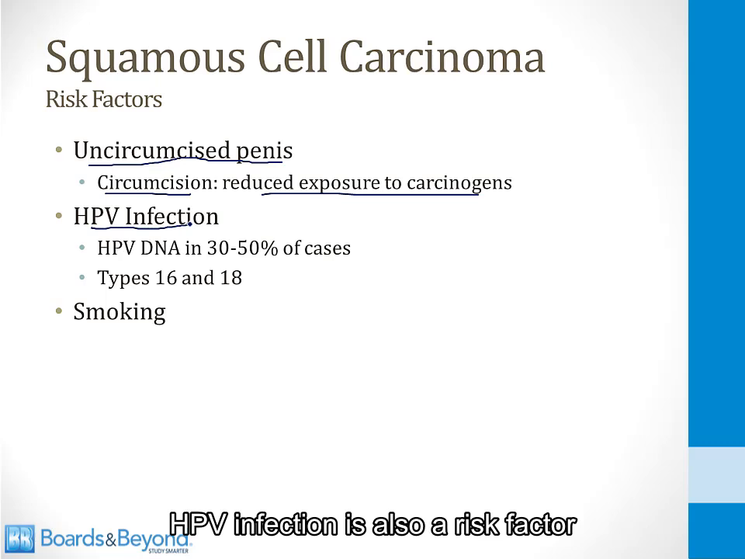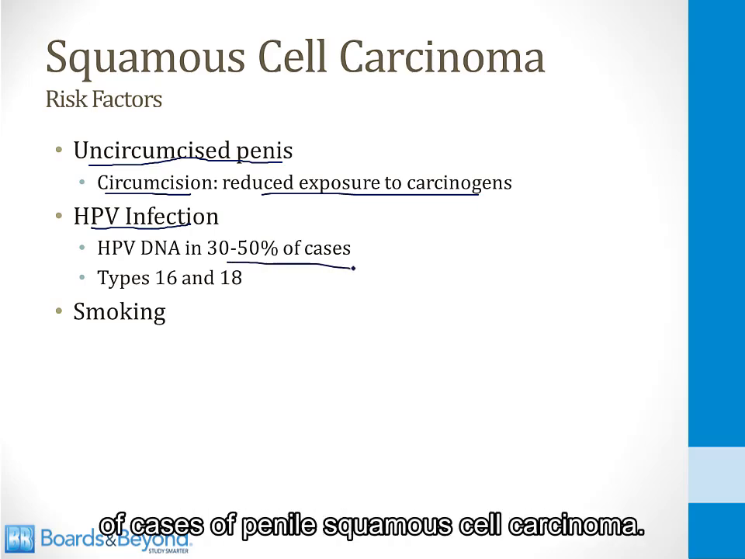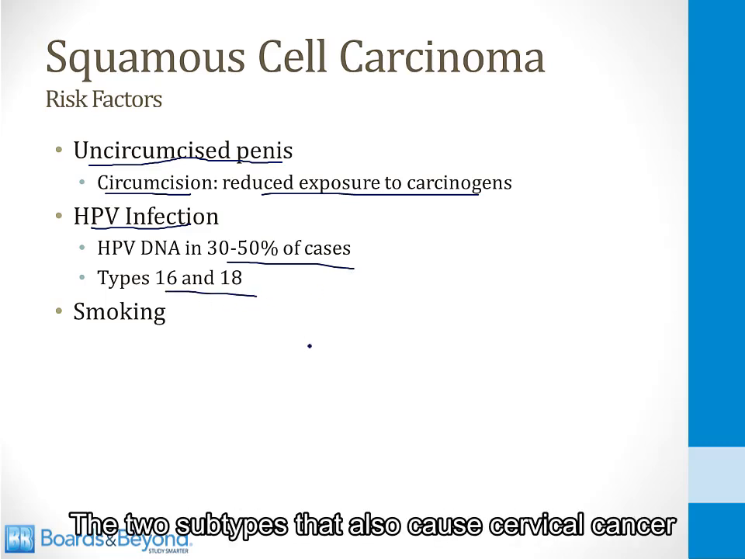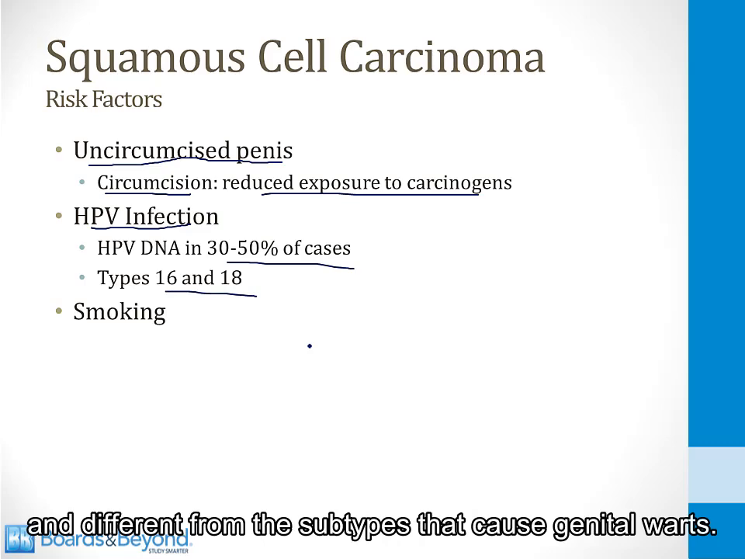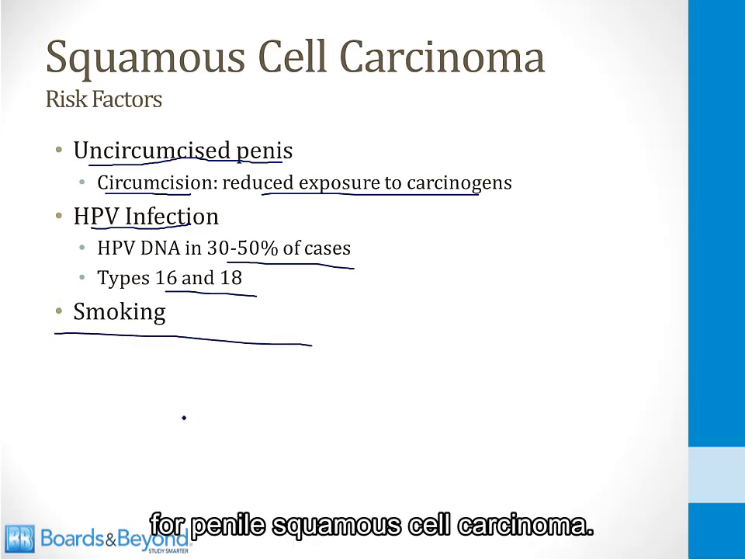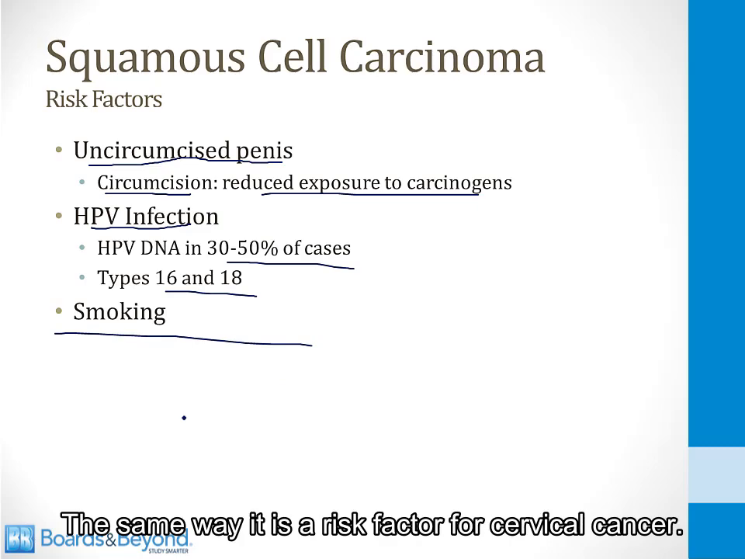HPV infection is also a risk factor, just like it is for cancer in the cervix. HPV DNA is found in 30 to 50% of cases of penile squamous cell carcinoma, and it's usually type 16 and 18, the two subtypes that also cause cervical cancer, and different from the subtypes that cause genital warts. And then finally, smoking is also a risk factor for penile squamous cell carcinoma, the same way it is a risk factor for cervical cancer.